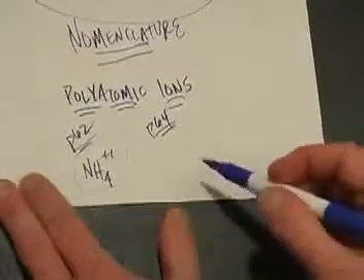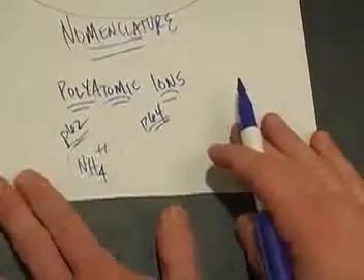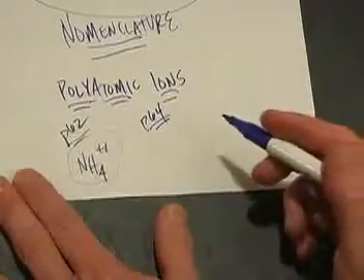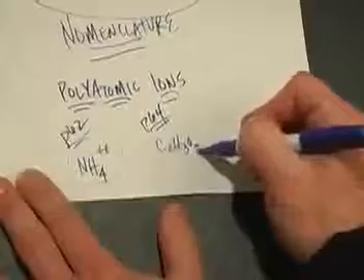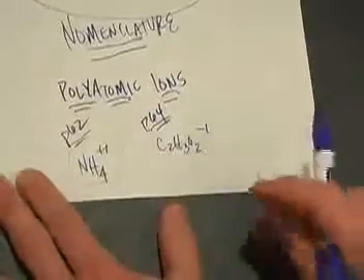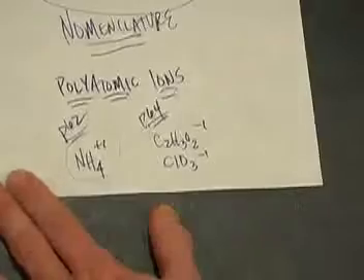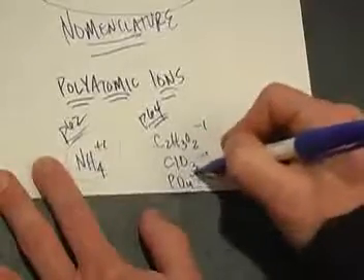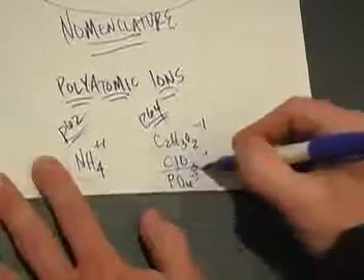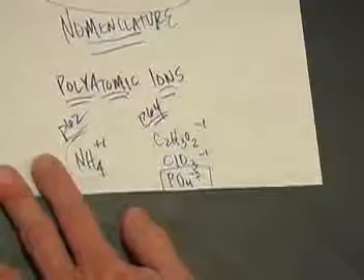On page 64 you can see a number of anions. For example, C2H3O2 with a -1 charge is known as the acetate anion. It has a -1 charge. ClO3 with a -1 charge is known as chlorate ion. PO4 with a -3 charge is known as phosphate anion.